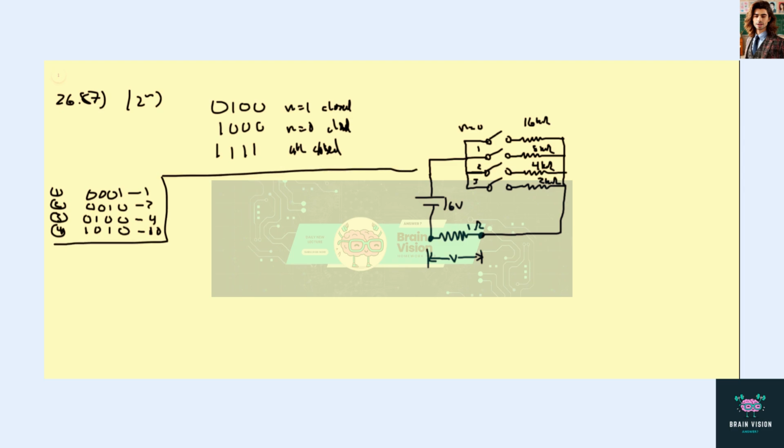So let's do case 1. Sorry, this is 0. This value is switch 1, 2, and this is switch 3. So these are the digit values that correspond to the switches. So if we're going to do case 1, this is all open but n equals 0 closed. So this is case 1.